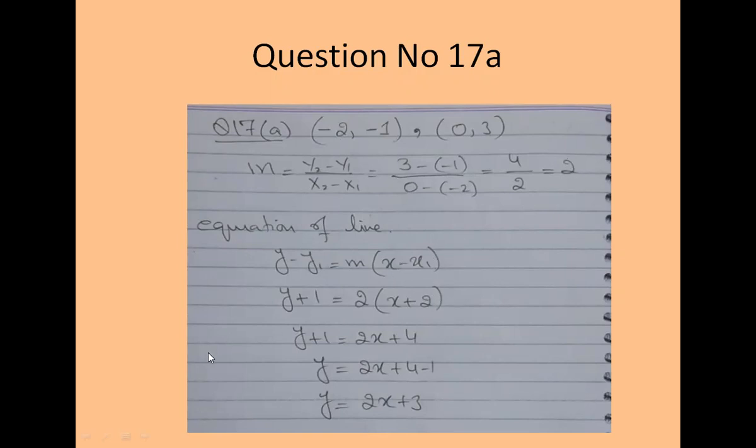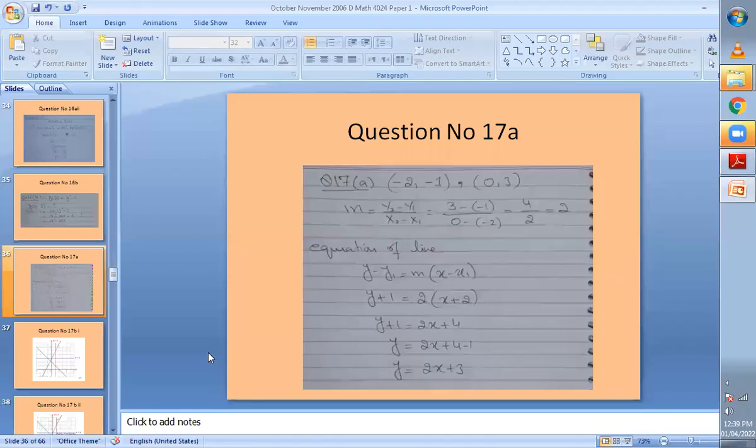So you will have y plus 1 is equal to 2 bracket x plus 2. You see, and you will have y plus 1 is equal to 2x plus 4. So you will have y is equal to 2x plus 4 minus 1. So y will be equal to 2x plus 3. So y is equal to 2x plus 3. So this is how you do this question. Question number 17, A part.